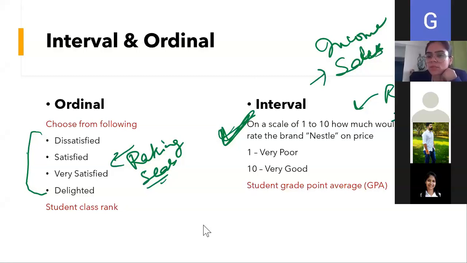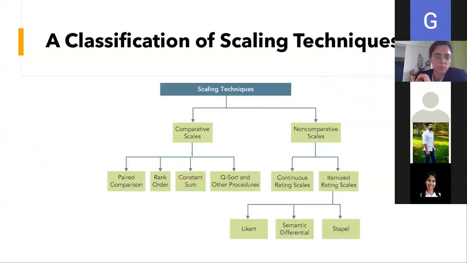Sales, and what you're spending on advertisements, ad spend. All these are ratio scales because they have a true zero. Okay, so we have some time, 6-7 minutes. Let me quickly finish this also.